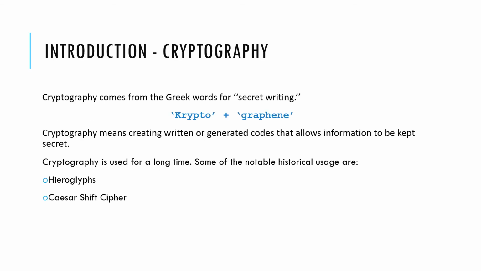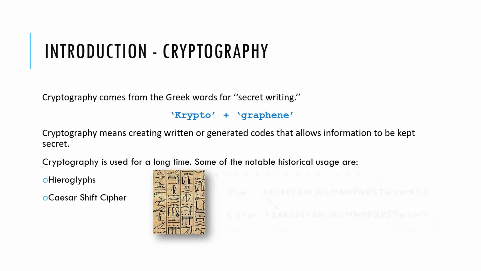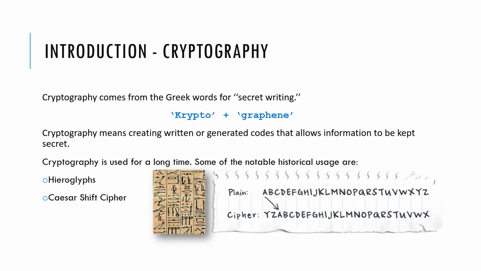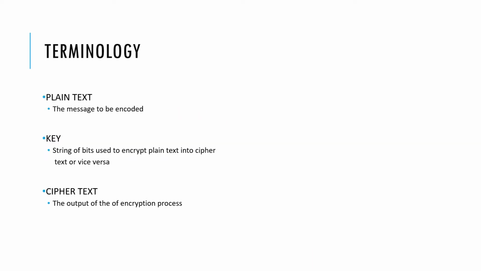Introduction of cryptography. Cryptography comes from the Greek word for secret writing. Cryptography means creating written or generated codes that allow information to be kept secret. Cryptography has been used for a long time. Some of the noticeable historical usages are hieroglyphs and the Caesar-Schiff cipher.